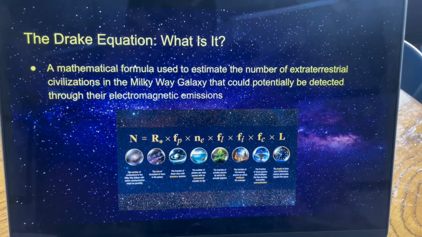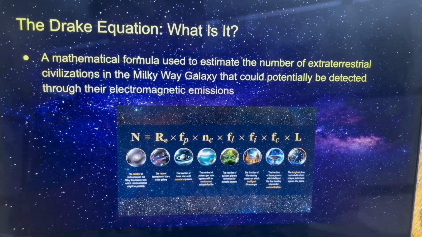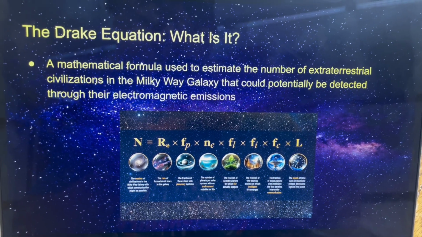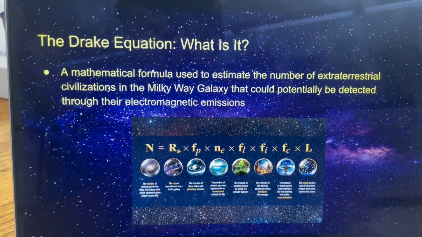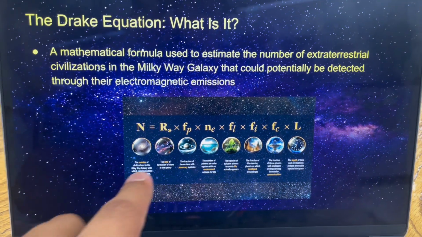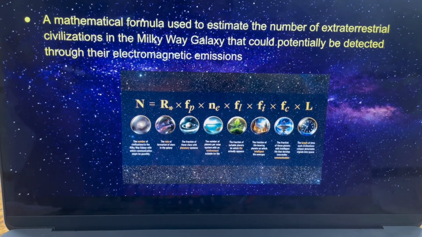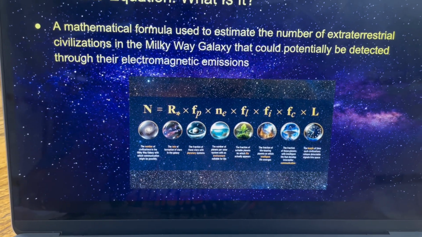So for the Drake equation, what is it? It's a mathematical formula that estimates the number of civilizations in the Milky Way galaxy whose electromagnetic emissions are detectable. So going through each letter in our formula, N stands for the number of civilizations that we are able to communicate with.